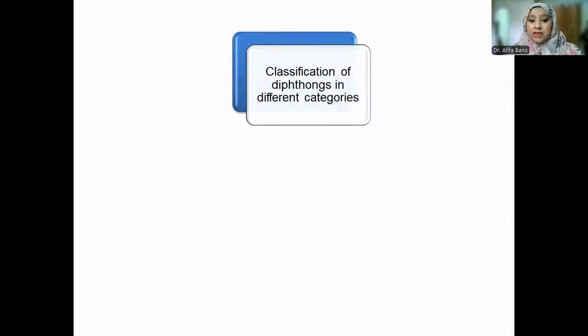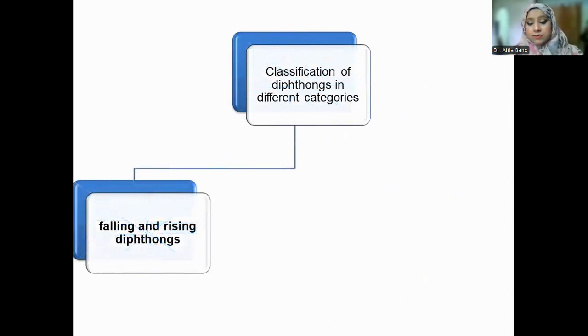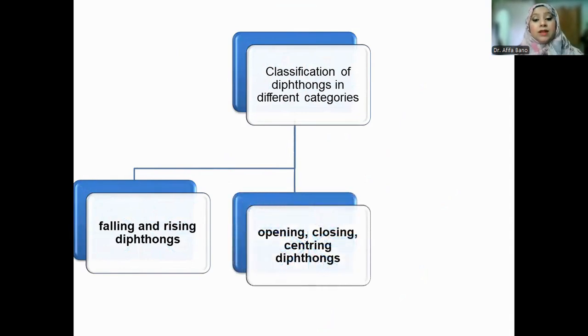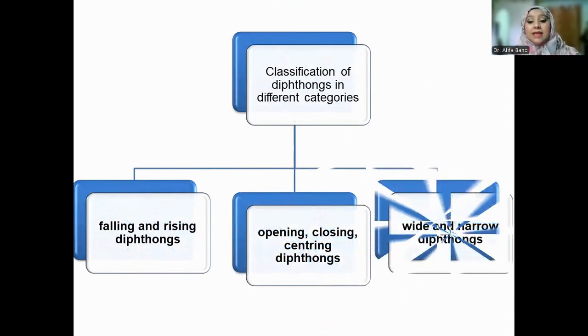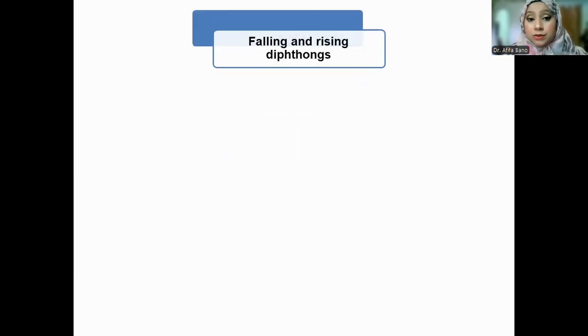Now see, classification of diphthongs in different categories. So there are a few categories according to which we classify diphthongs. Number 1 is falling and rising diphthongs. Then we see opening, closing and centering diphthongs. And then we see wide or narrow diphthongs, according to the position of the tongue, of course.